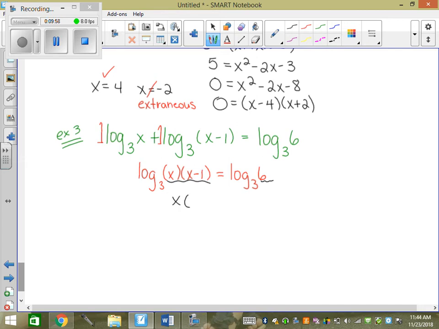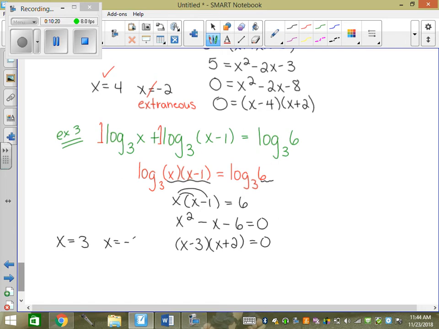So we have x times x minus 1 equals 6. x squared minus x minus 6 equals 0. But multiplies give me negative 6 and adds give me negative 1. x minus 3, x plus 2. So I'm going to get x equals 3 and x equals negative 2.